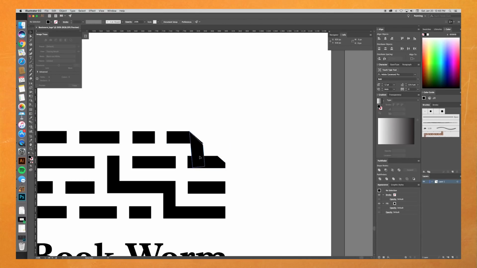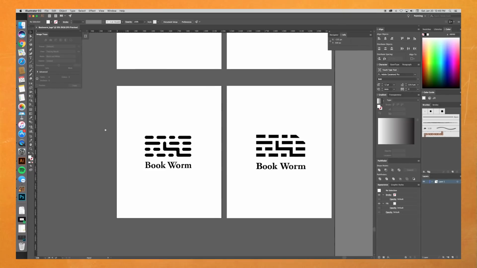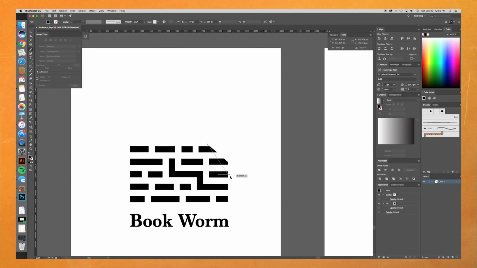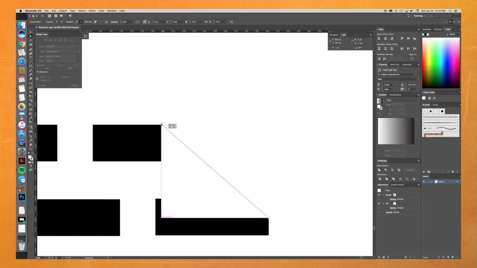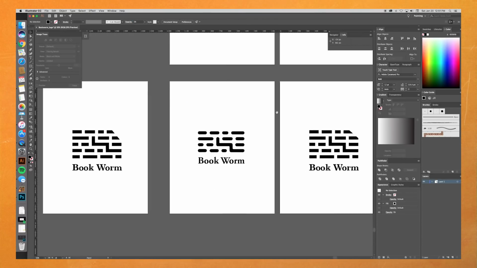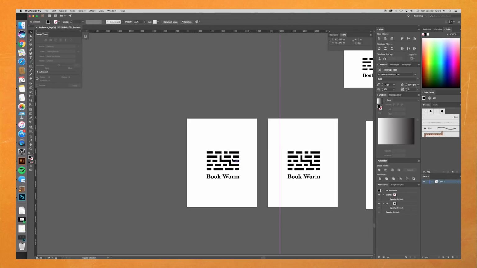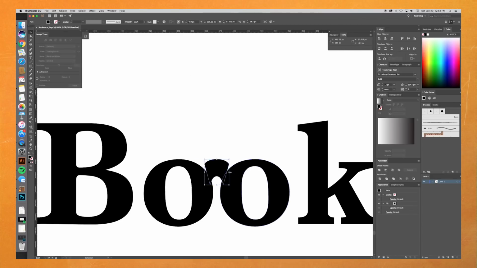Part of me wanted to make it look more like a page, so I was thinking, well, a lot of people fold down the corner of a page so they can keep their spot. So I'm testing with that idea here, but I didn't come up with a good way to make it look like it was folded. It just looked like that corner was cut off. So ultimately, I decided not to do that.